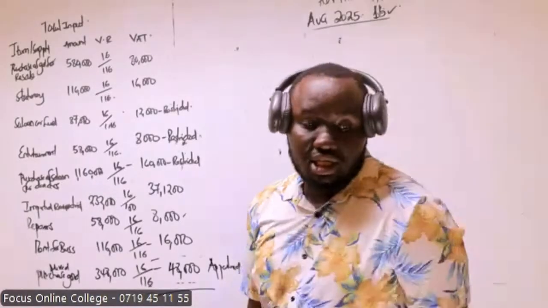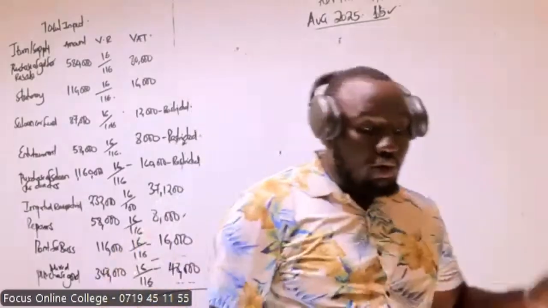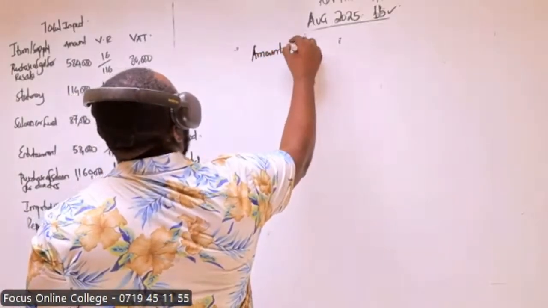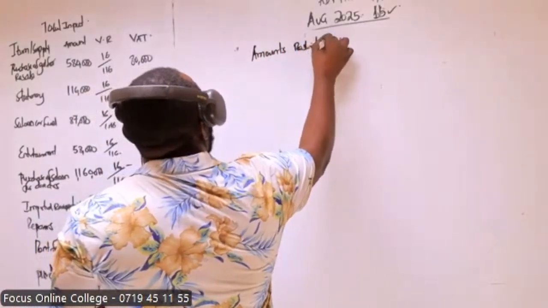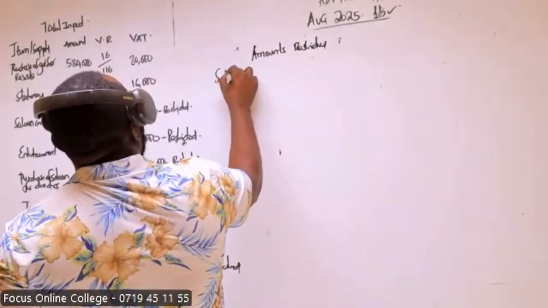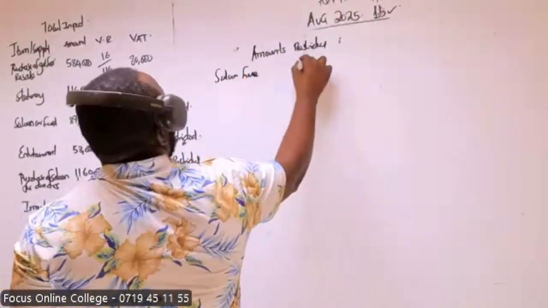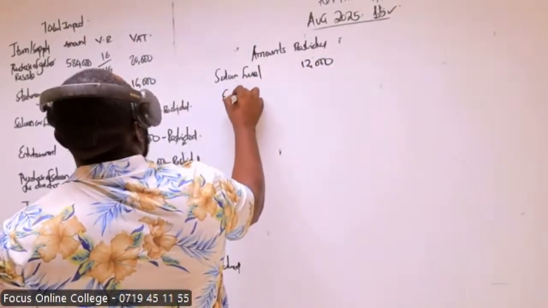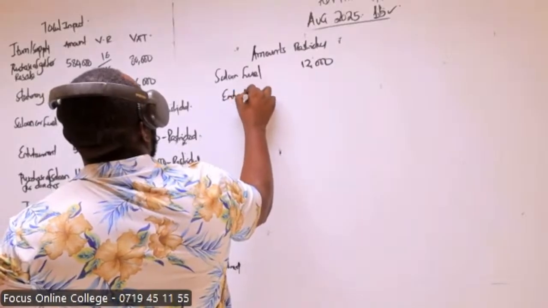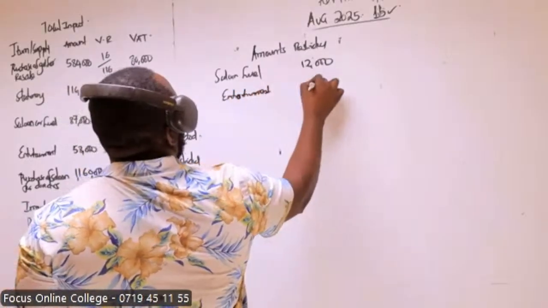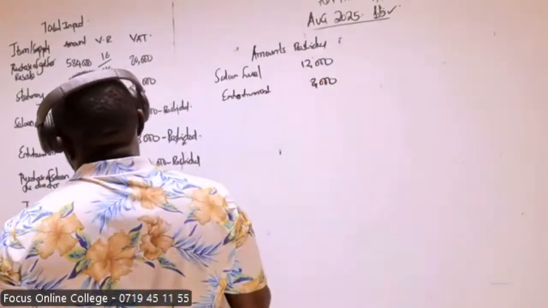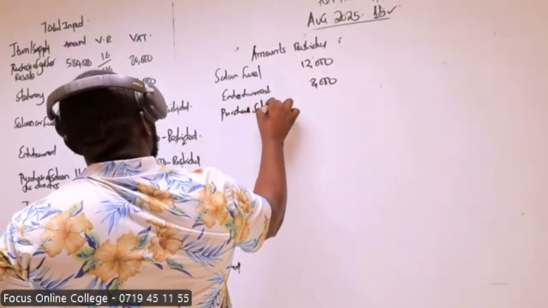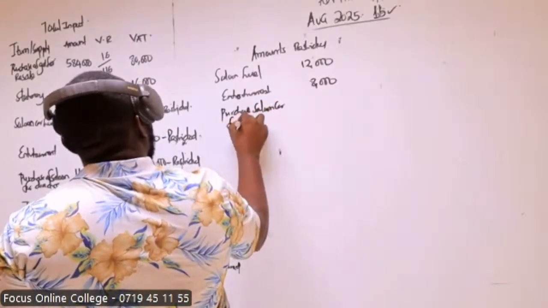Which amounts are restricted? So now we go to amounts restricted. We call it amounts restricted. So the amounts restricted, we have saloon car fuel. Amount restricted is 12. Then we have entertainment, which is 8. Then we have what we call purchase of saloon car for the directors.